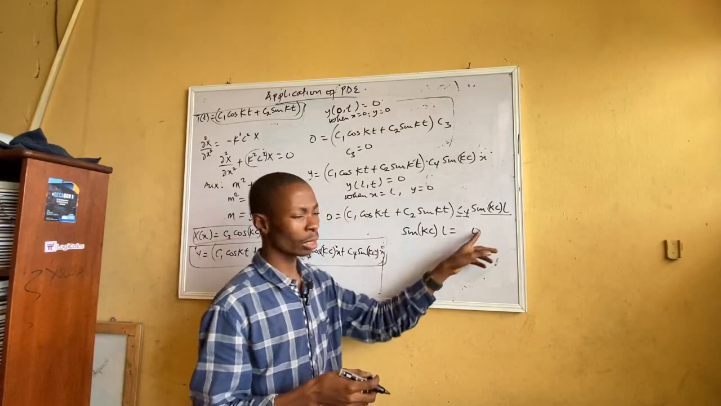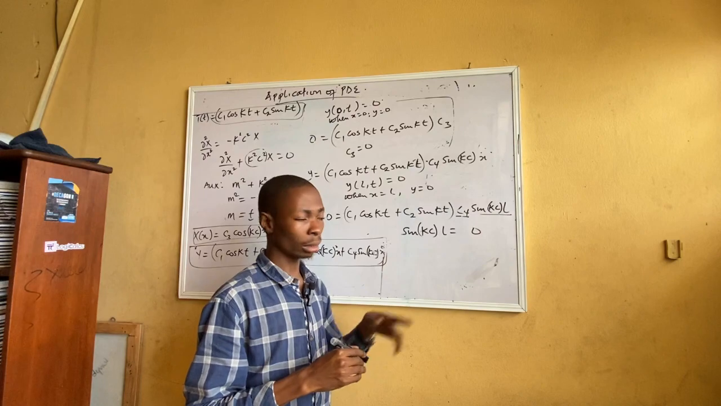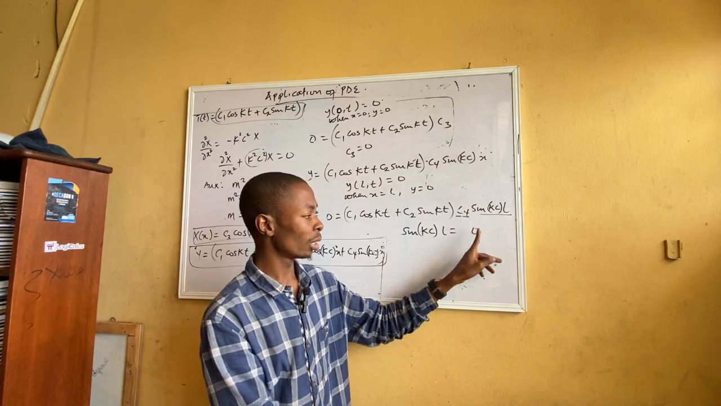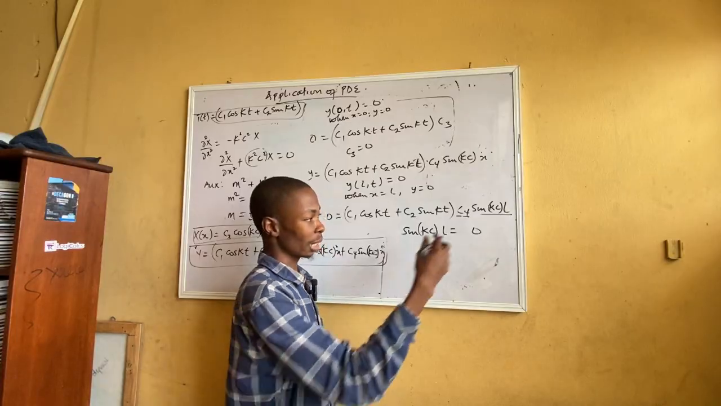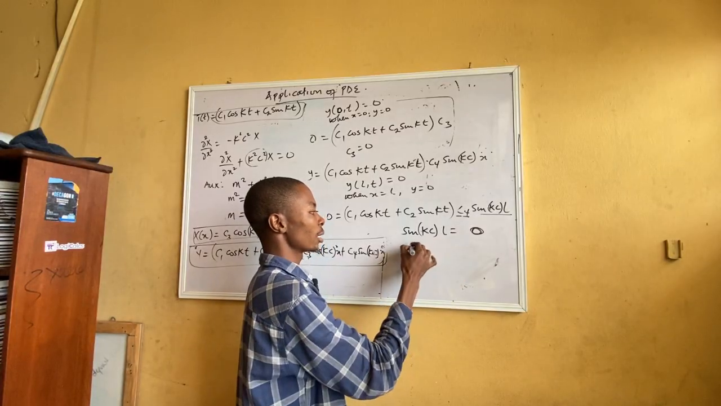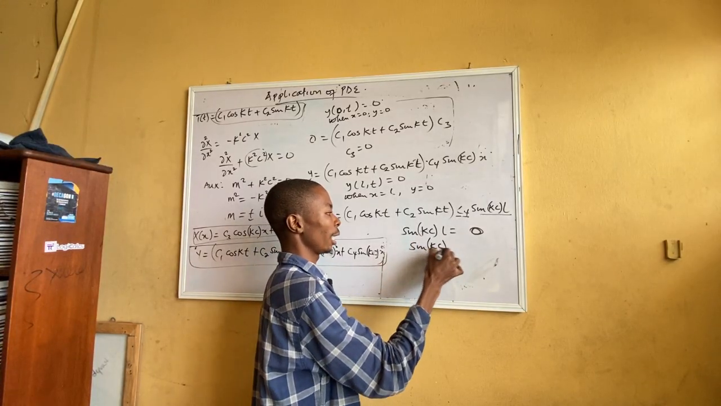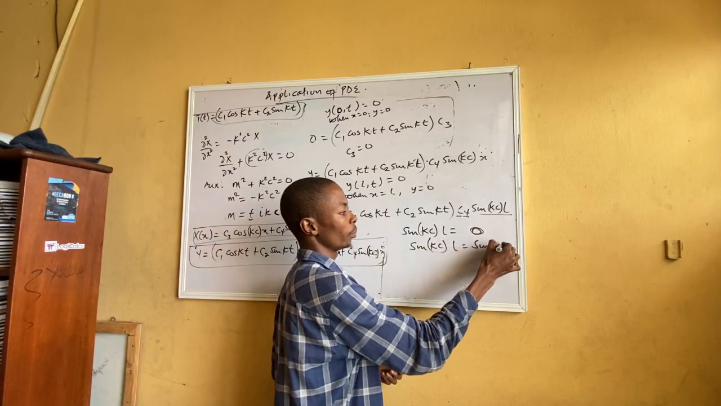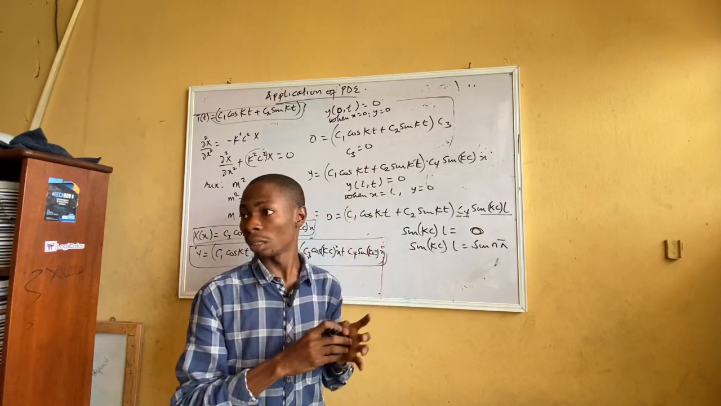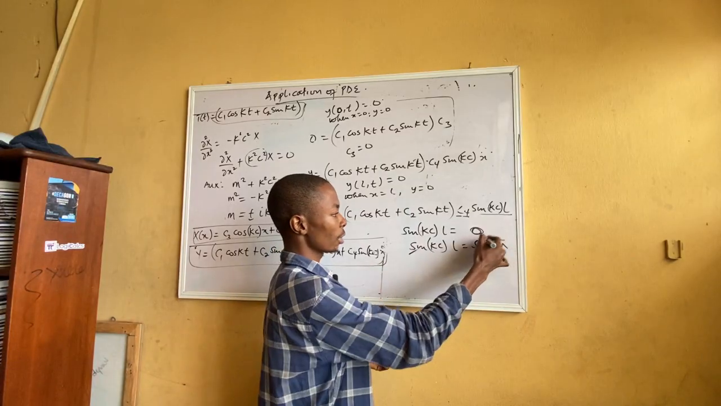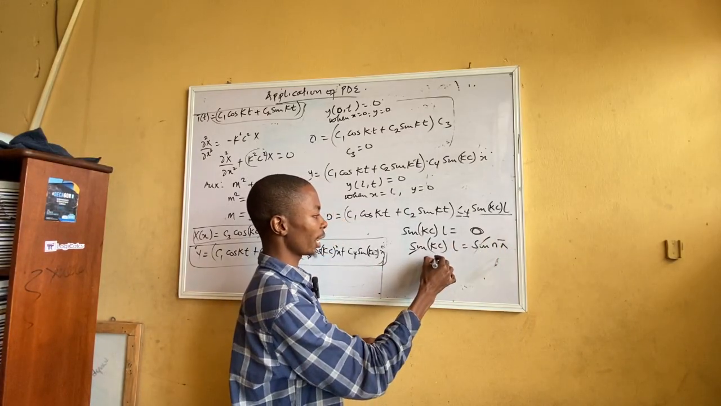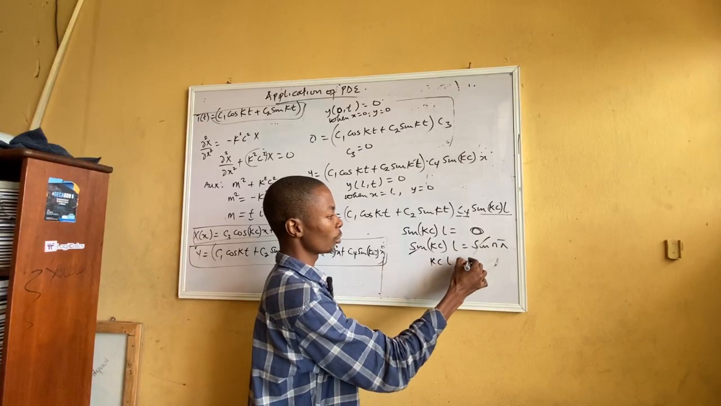So how do we solve this? We know that sine is an odd function. Sine 0 is 0, sine 180 and so on are 0, right? So I will say sine kcl is equal to sine n pi, because for all n from 1 to 3, sine n pi is 0. So sine cancels sine. It means that kcl equals n pi.